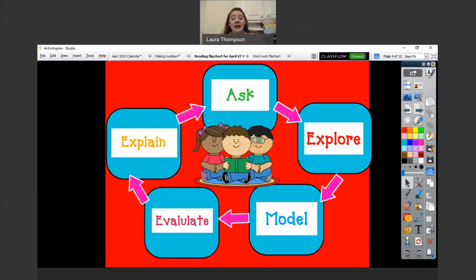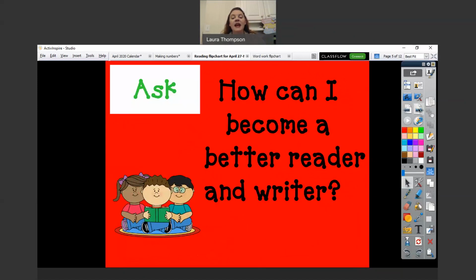And we're going to ask, explore, model, evaluate, and explain. And we're asking, how can I become a better reader and writer? Just like in math yesterday, we're asking the same question. We'll have a different answer every single day for what we're learning. So we can keep the same question but have different answers to it when it's open-ended like that. That word how makes it very open to all sorts of different things that we can learn.